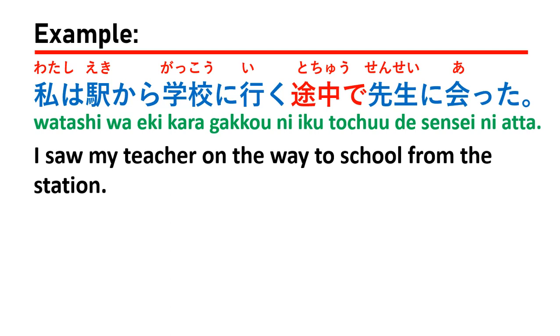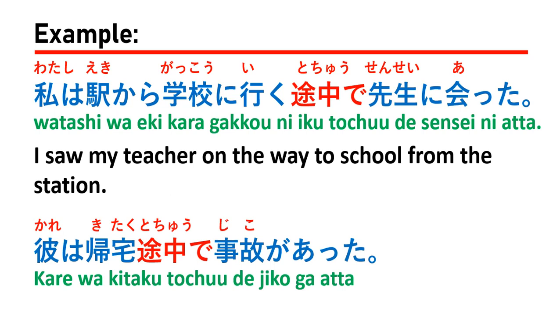In here they say 私は駅から学校へ行く途中で先生に会った, which means that this situation happened when you were going to school, but on the way, in the middle of the way to the school, you met your teacher, or you saw your teacher, right? So this situation happened on the way you go to school, not in school or not from your house. So they will use tochu in a case like this.